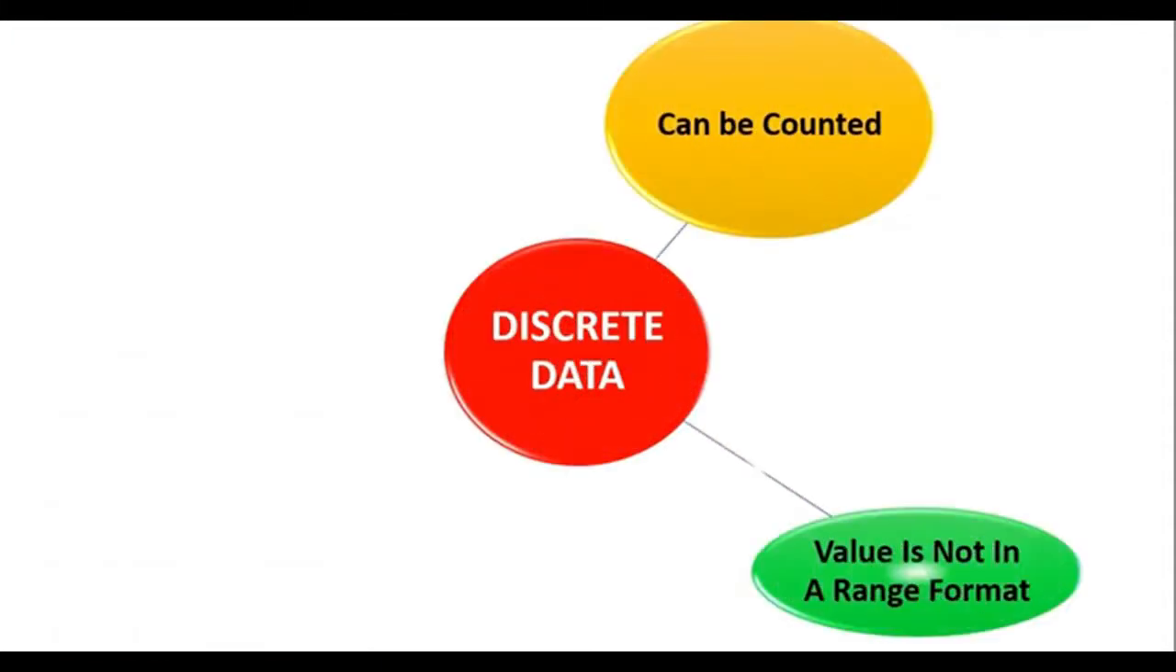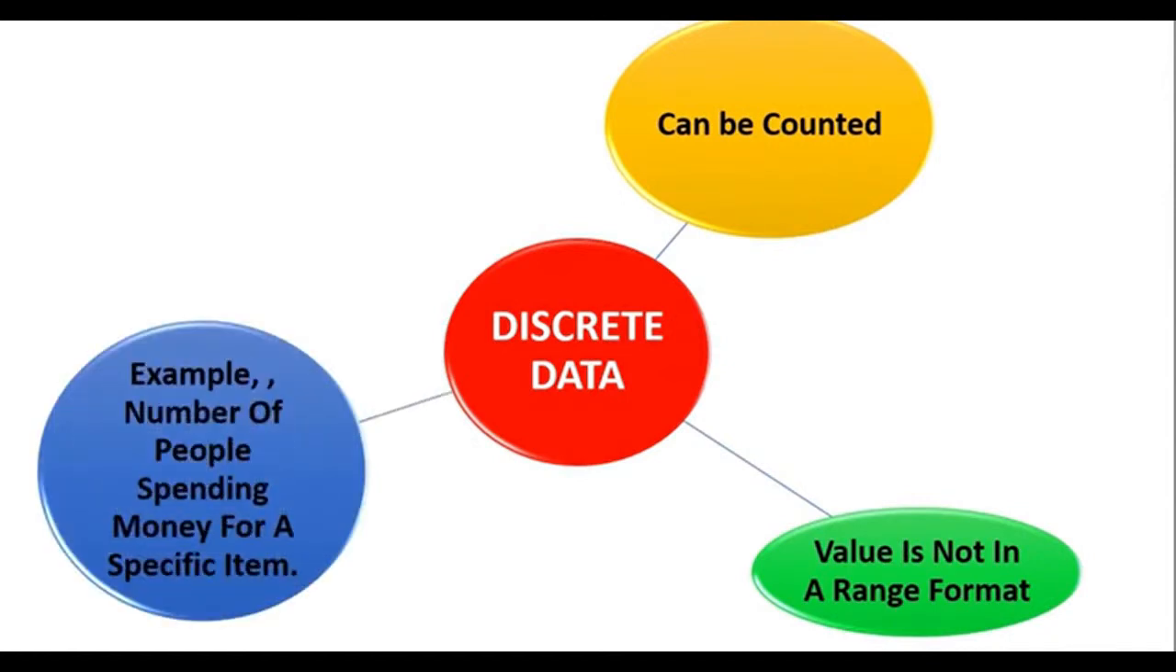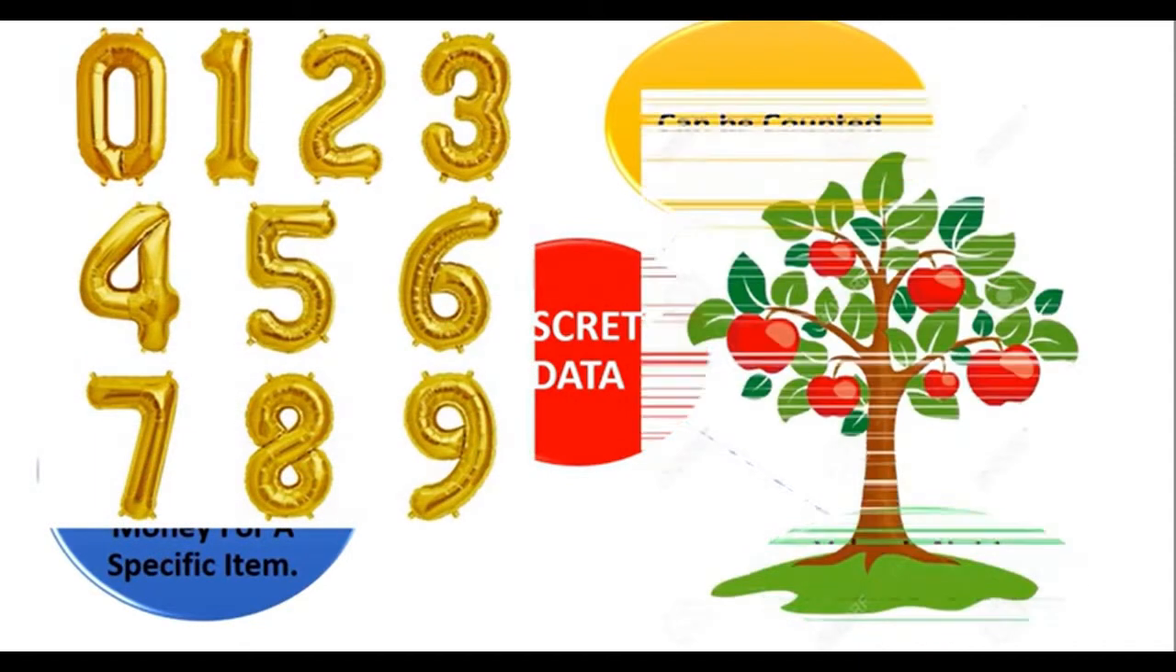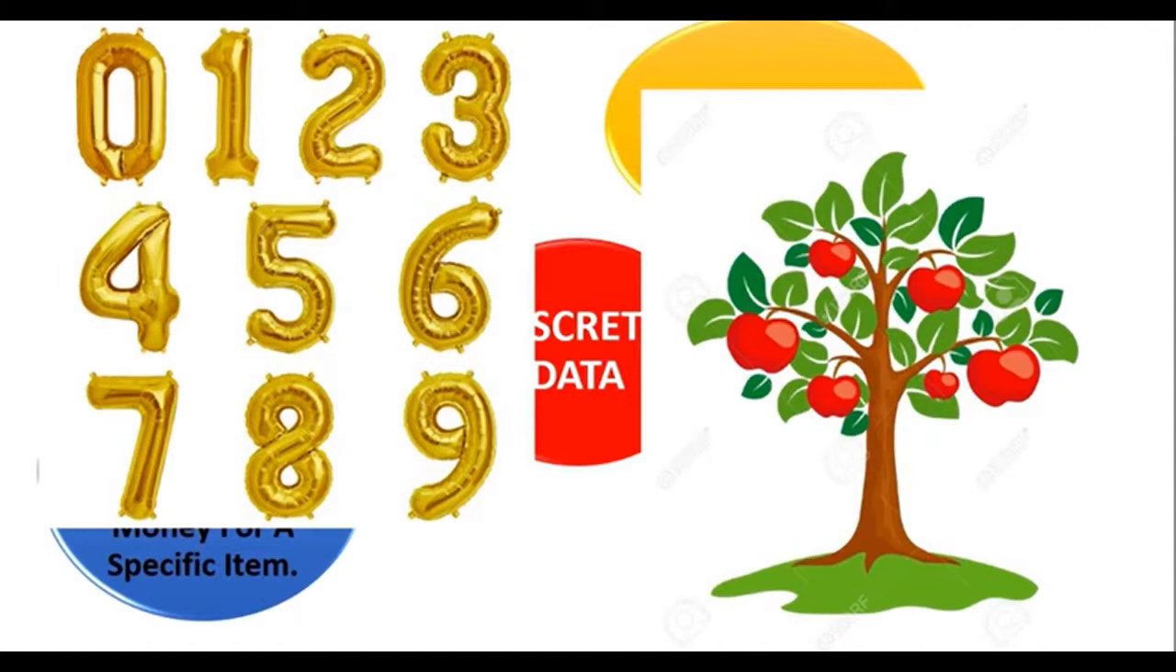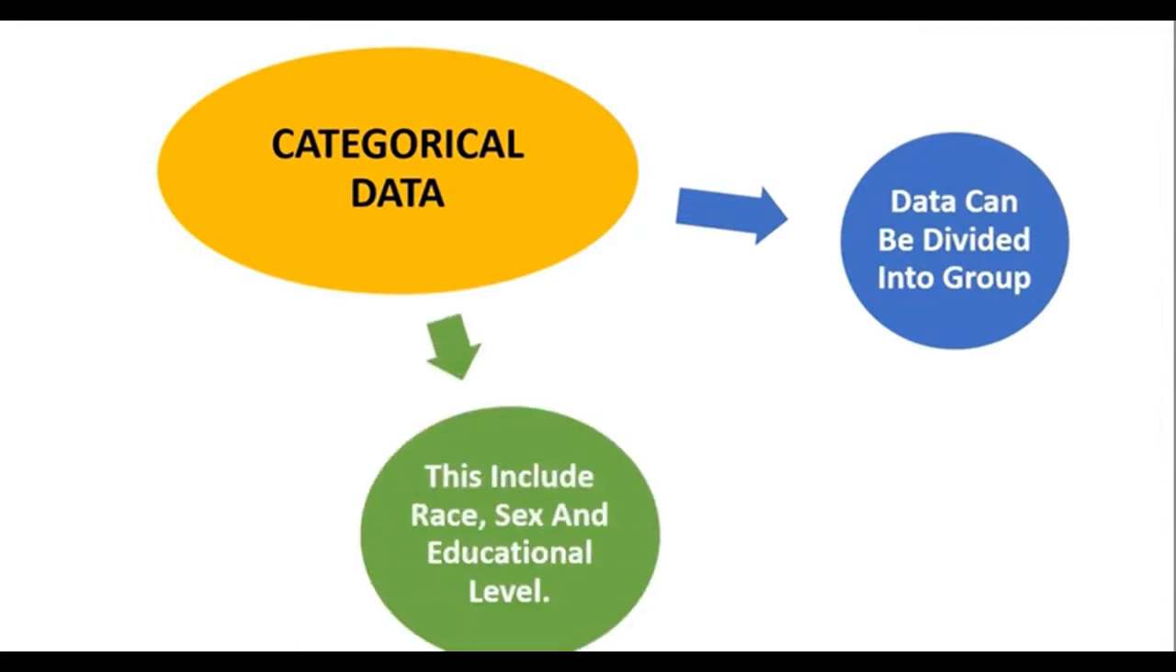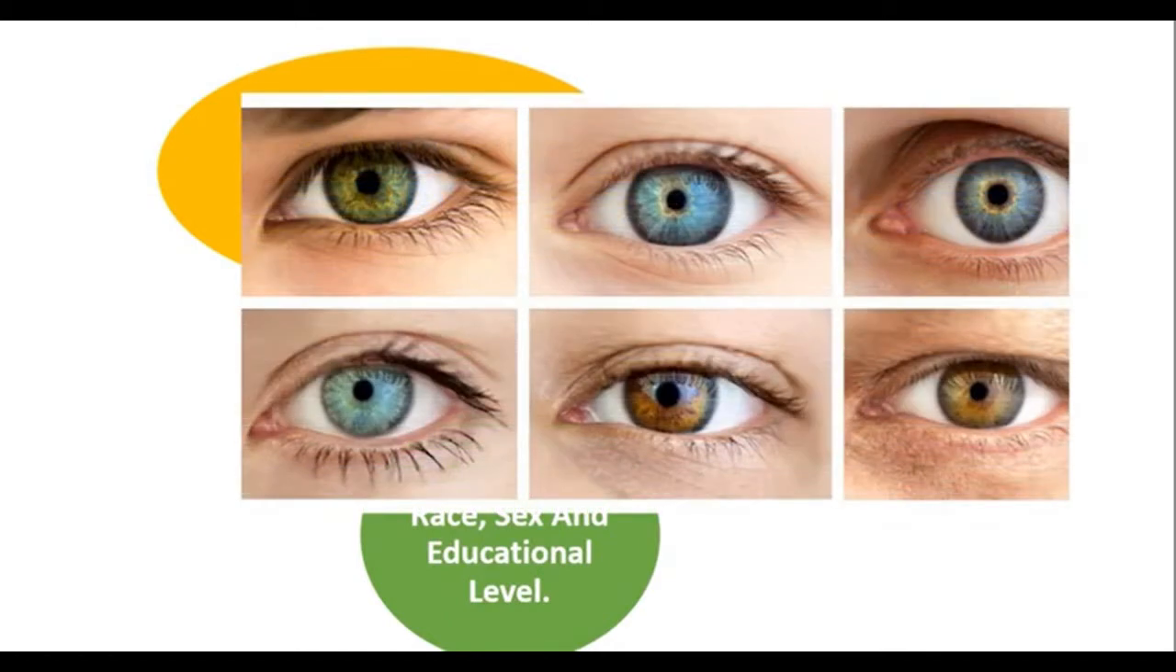Discrete data is data that can be counted and the value is not in a range format. For example, the number of people spending money on a specific item. Other things that can be classified as discrete data are the number of balloons, the number of fruits on the tree, or the number of leaves on the branch of a tree. Lastly, categorical data. Categorical data, on the other hand, is a type of data which can be divided into groups. This includes race, sex and educational level. Eye color can also be categorical data.